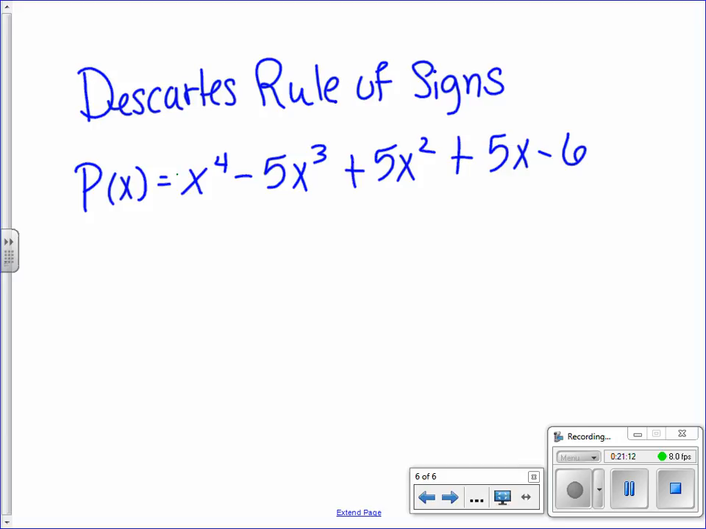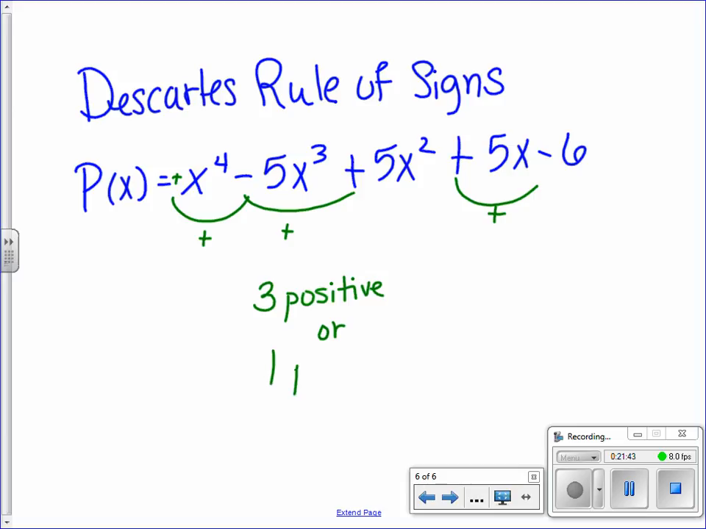See, this is a positive, and it goes to a negative. That's one sign change right there. A negative that goes to a positive, that's another sign change right there. No sign change. Sign change right here. So this particular problem has 3 sign changes. So it has 3 positive roots, or, go by 2, 1 positive root.